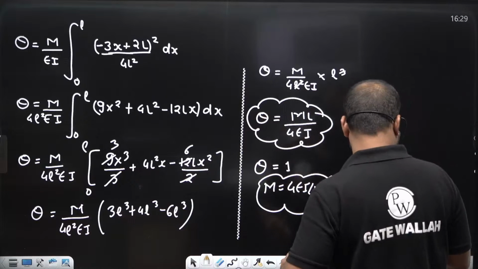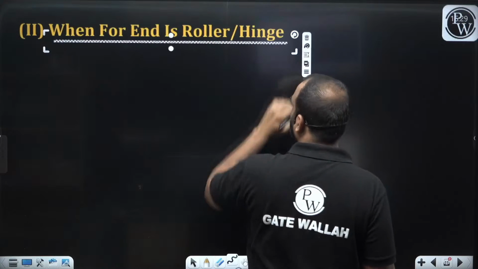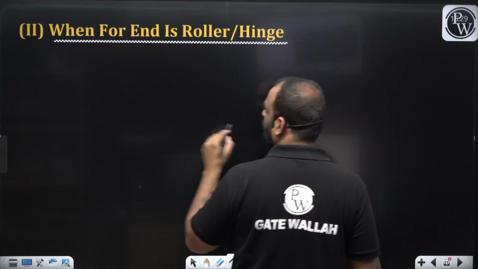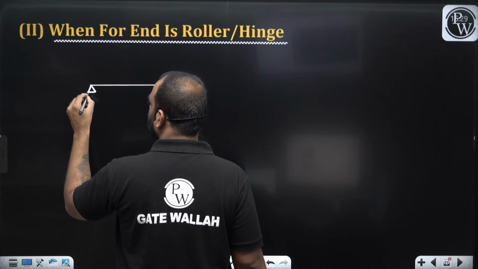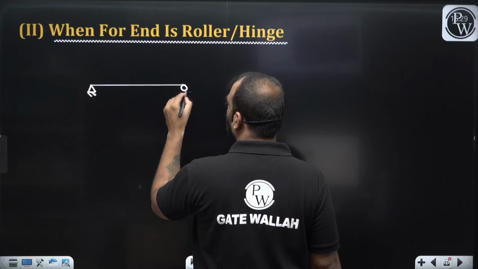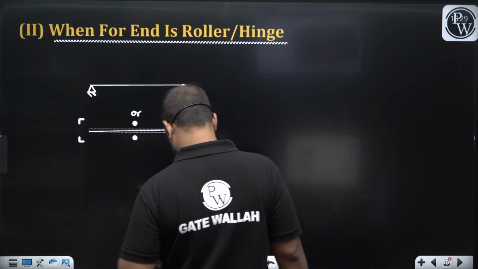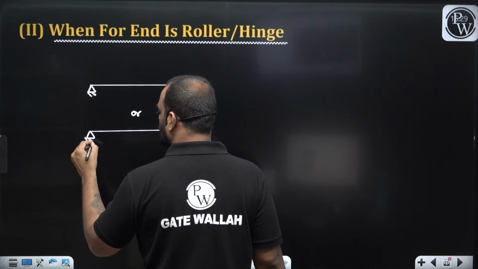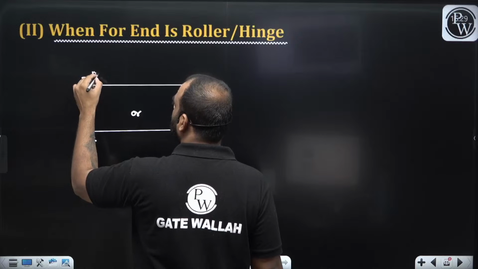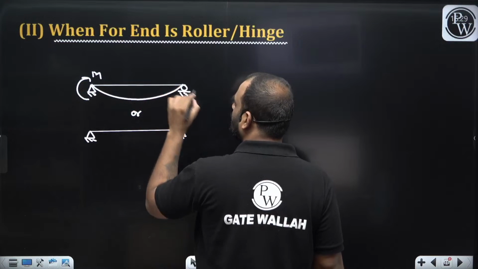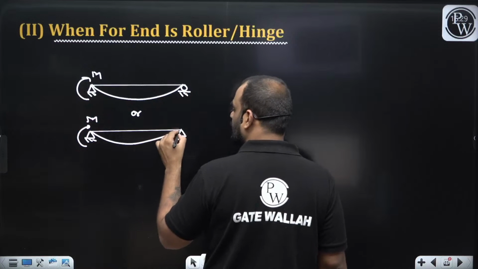Now let us take the another case when the far end is roller or hinge. When the far end is roller or hinge, then what should be the stiffness of the member? Let us understand this. So this end is hinge and the far end is also hinge or roller. You can take roller or hinge, there is no problem. This is hinge support and this one is also hinge support. Now you are trying to apply a certain moment M. So it is trying to deflect in this way, right?